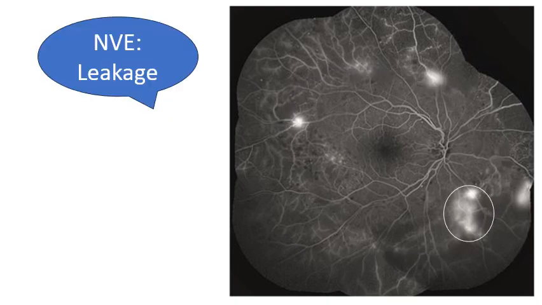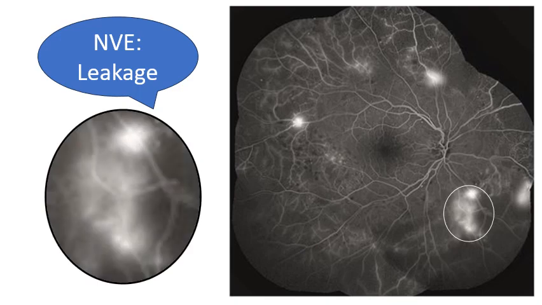We talked earlier about the neovascularization of the disc, but this photo shows neovascular tufts that are present away from the disc area. Those are called neovascularization elsewhere, abbreviated as NVE, and they are characterized by late leakage on the fluorescein angiogram because the endothelial cells of the new vessels lack the tight junctions, which are a feature of the inner blood retinal barrier.